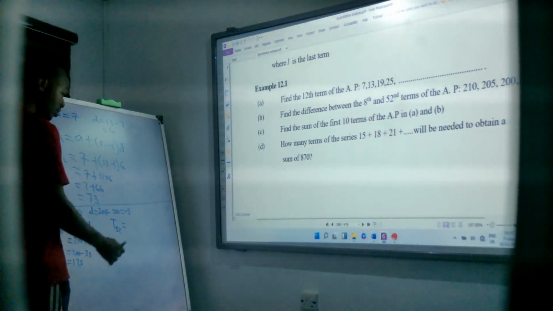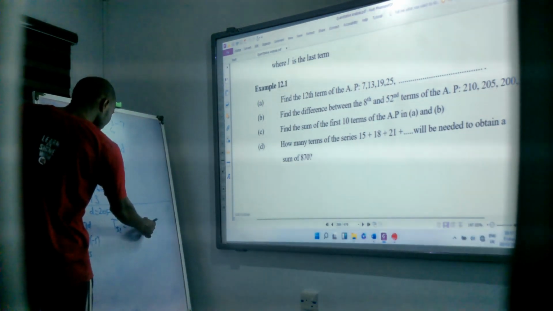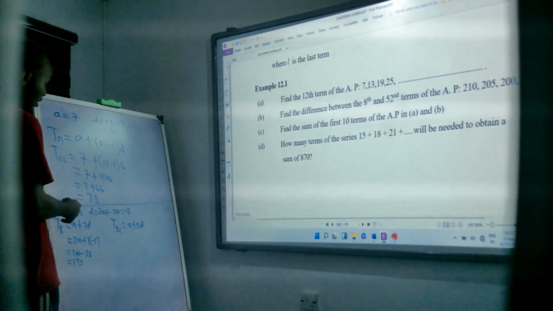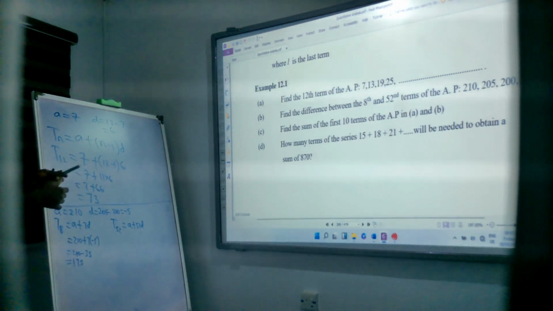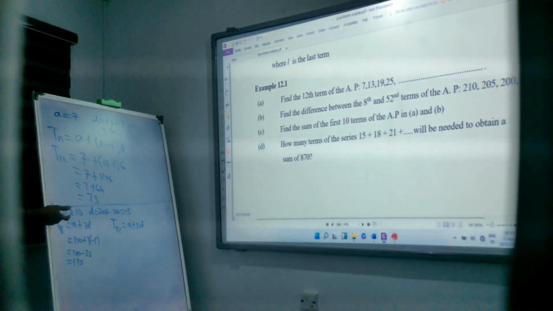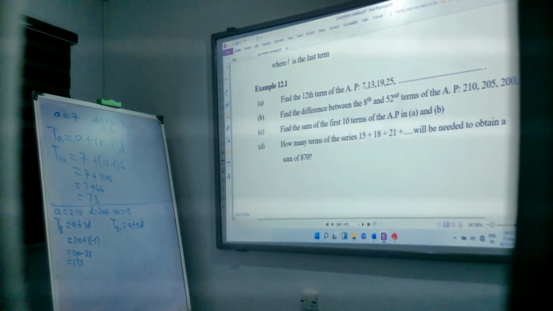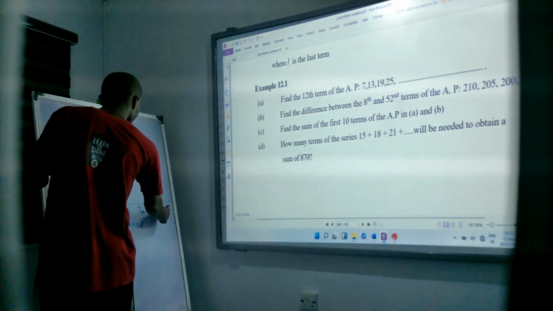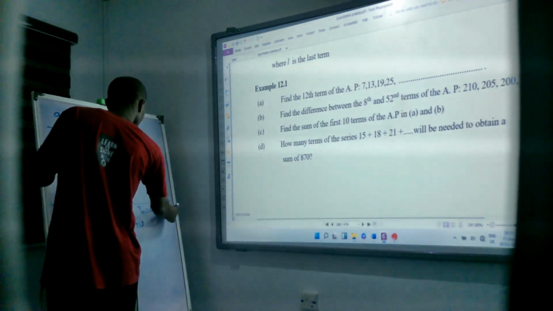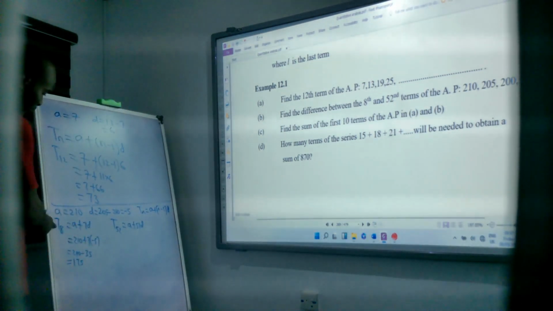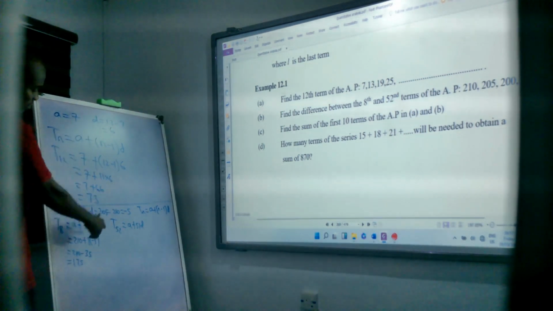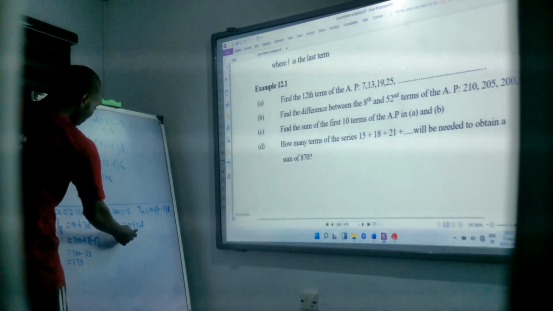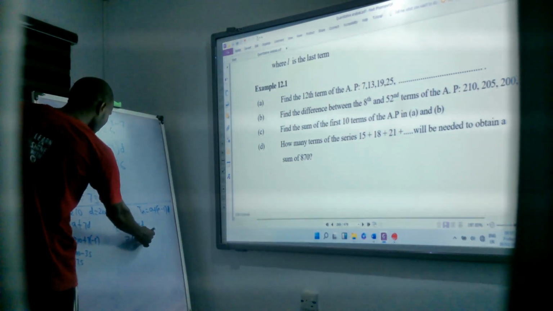So now, what is our 52nd term? T52 will be A plus 51D, 52 minus 1 times D. This formula here you can apply. You can state the formula before you start applying it. That means Tn is equal to A plus n minus 1 times D. If you put 8 in that formula, it gives us this. So the same thing applies here.